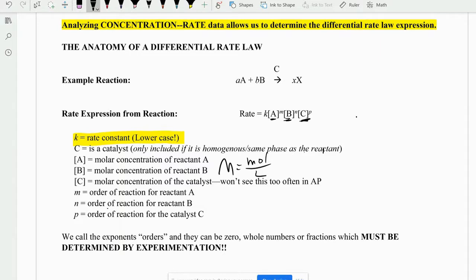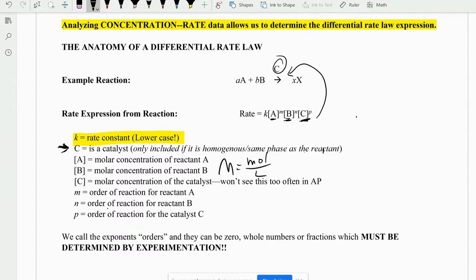What is C? Well, if you go back to the generic chemical reaction that I wrote, C is placed above the reaction arrow. And if you go to the list of what these variables mean, the C in this particular case is representing a catalyst. Now, not all reactions are going to involve a catalyst, so you might not include it in a rate expression if you don't have a catalyst involved.